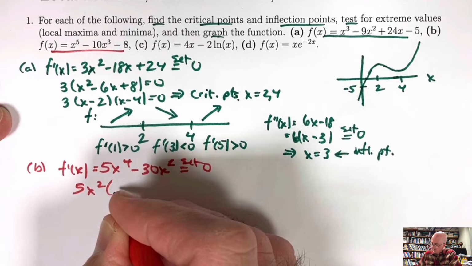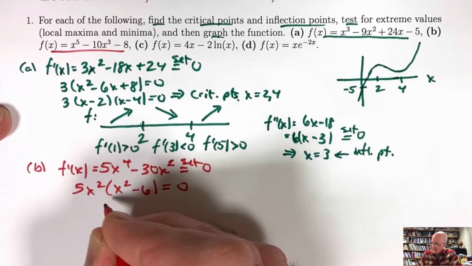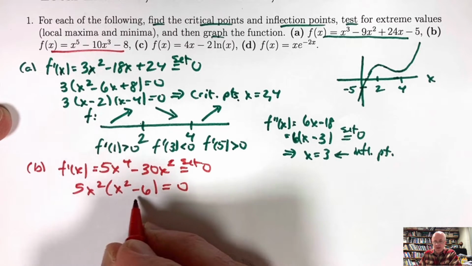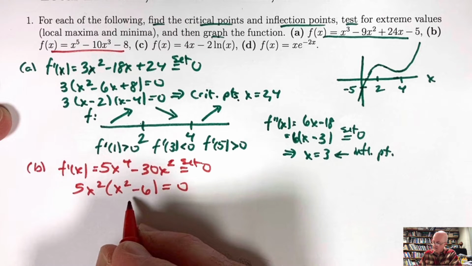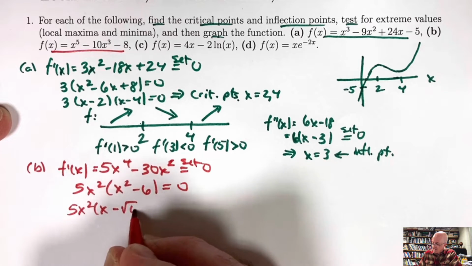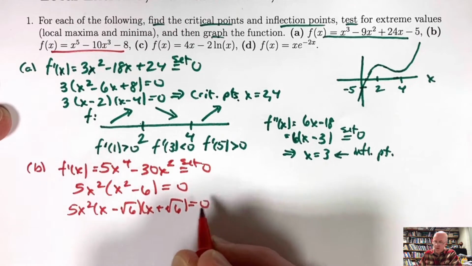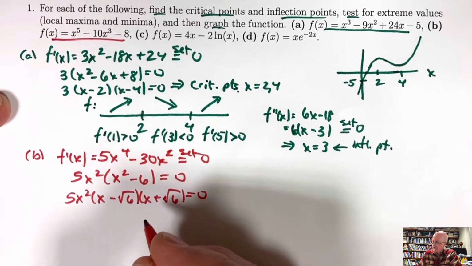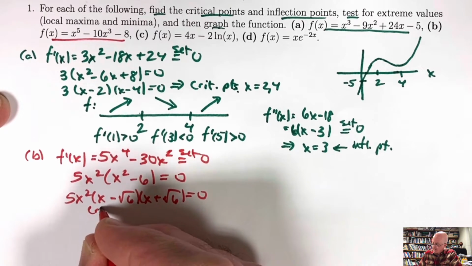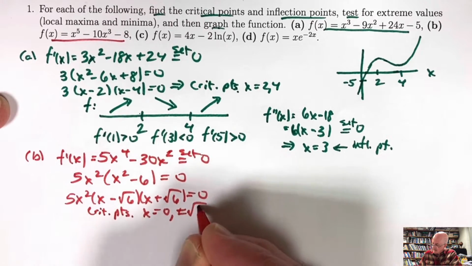A 5 and an x squared can be factored out to leave you with x squared minus 6 inside the parentheses. And that's going to have solutions at x equals 0. And if you think about it carefully, x is plus or minus square root of 6. And in fact, you can even factor it further as long as you don't mind using square roots in your factoring, like this. And that'll help you think about where the signs of this change from positive to negative or vice versa. So the critical points are x equals 0 and plus or minus root 6.